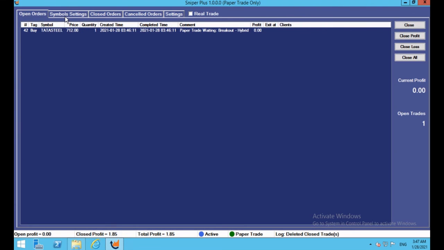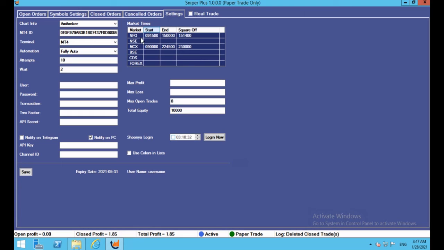In the next video I will show you how to place an order in MT4 from AmiBroker, because we got a comment from a client and a viewer asking how to place an order in MT4. So I will show you how to place an order from AmiBroker to MT4 and how to trade in Forex.